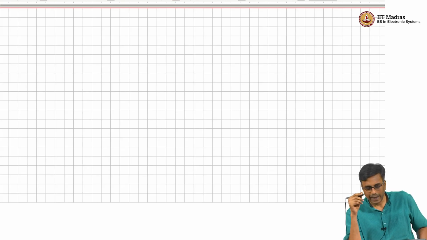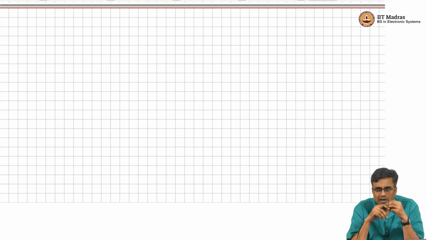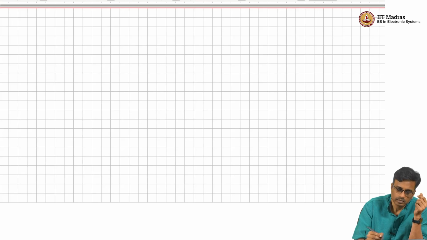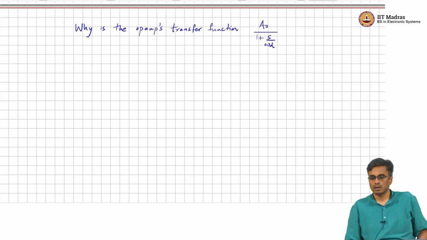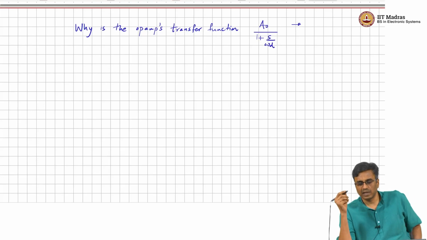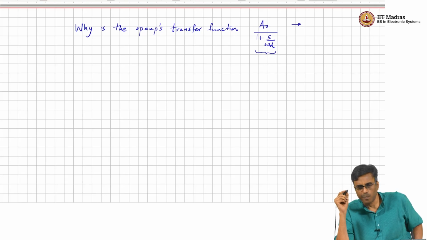With this background, let us delve a little deeper. You must be wondering why the op amp's transfer function is whatever it is, this A naught by... Of course, this A naught is understandable, because nothing in the world which is supposed to be infinite will be infinite. So, the A naught is a large number, but why is there a single pole dependence of the op amp's transfer function, right?